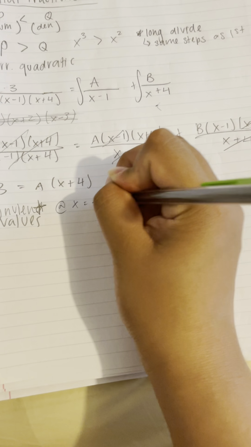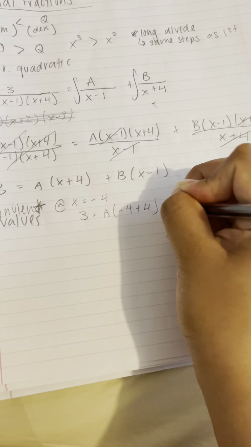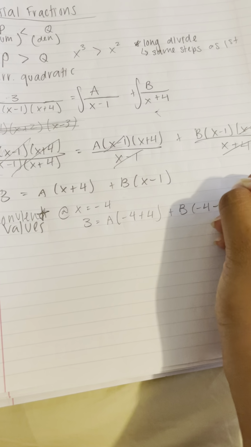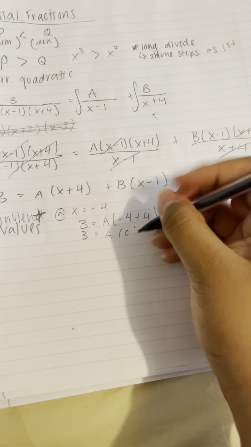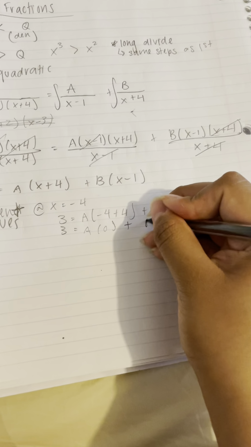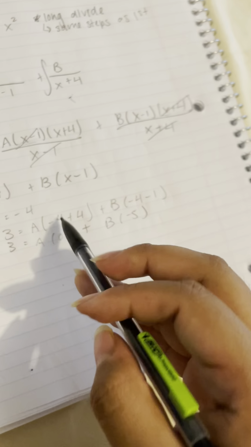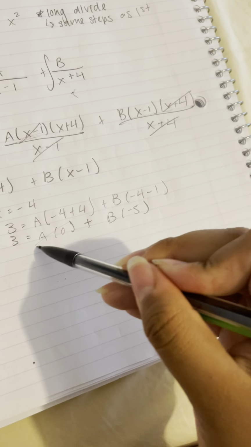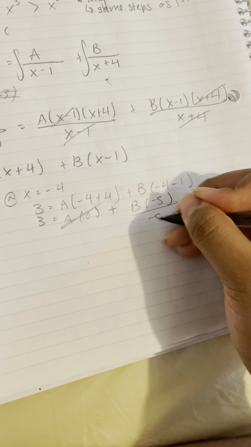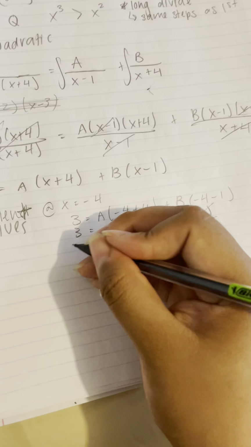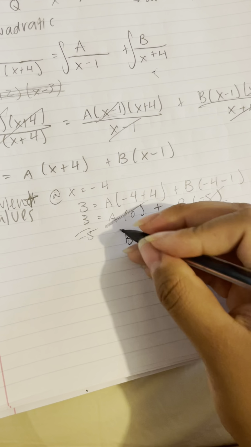So you plug in x equals negative 4. 3 equals a times negative 4 plus 4, plus b times negative 4 minus 1. So 3 equals a times 0 plus b times negative 5. That's why it's called the convenient values, because this easily cancels itself out and now you just solve for b. Divide by negative 5, so b equals negative 3 over 5. That's your first one.